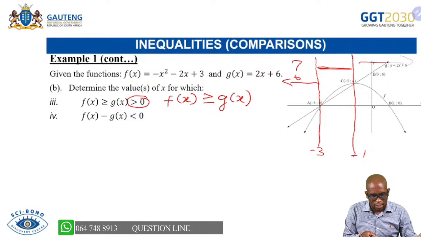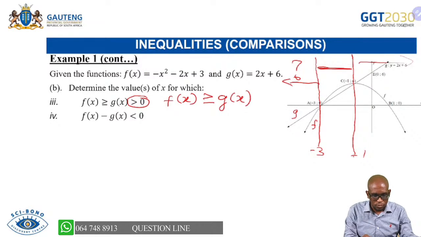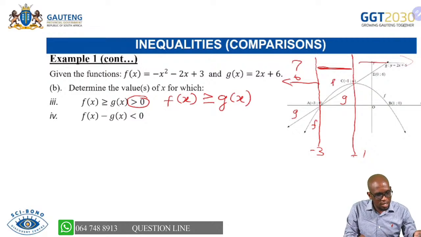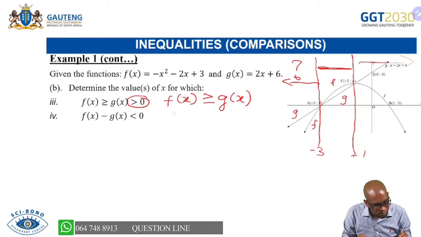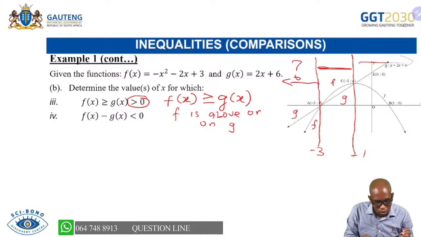Starting from left to right, if you check now, this is the graph of G, this is the graph of F. This is the graph of F, and this is the graph of G. Now, on the left-hand side, we want where F is above or on G. That is what we are looking for. So, when we look at the left-hand side, we can see that G is above here, and F is below.